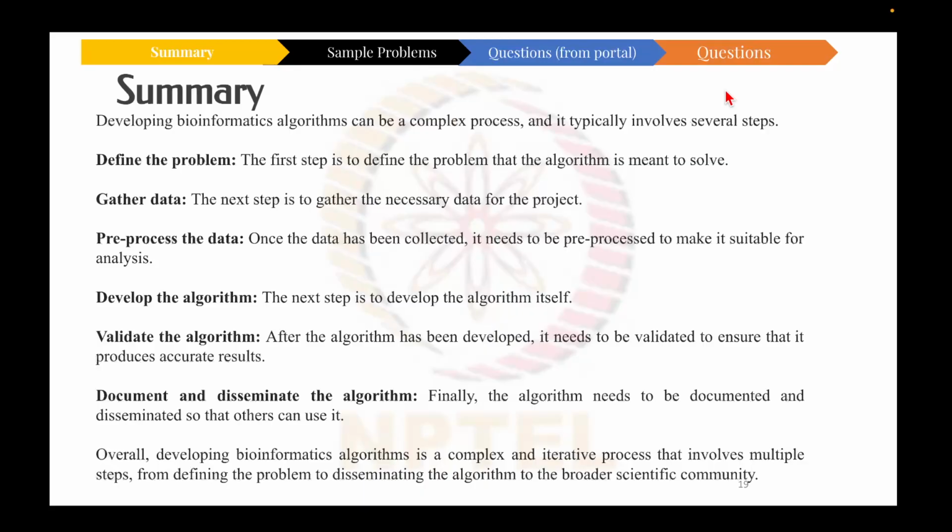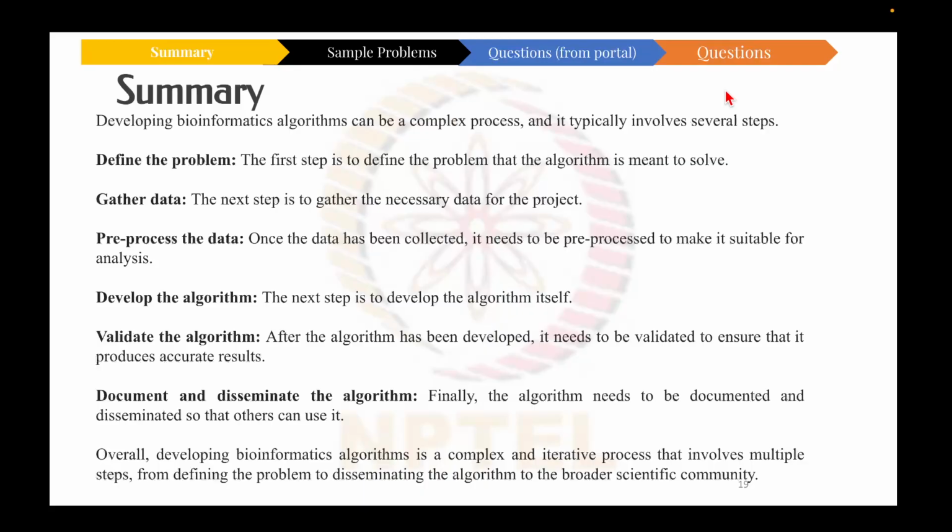Finally, the algorithm needs to be documented and disseminated so that others can use it, as a web server, GitHub code or any programming file. This may involve publishing a paper describing the algorithm, releasing the algorithm as open source software, or presenting the algorithm at conferences or workshops. Documenting and disseminating the algorithm is essential as it helps to ensure the algorithm is transparent, reproducible and accessible to other researchers.